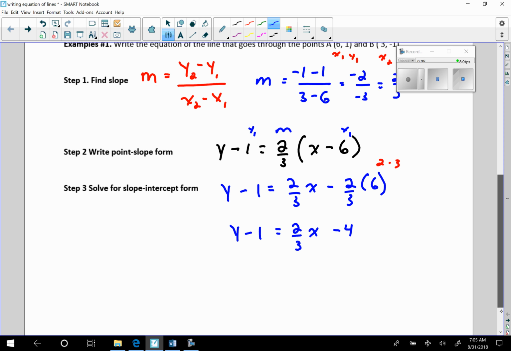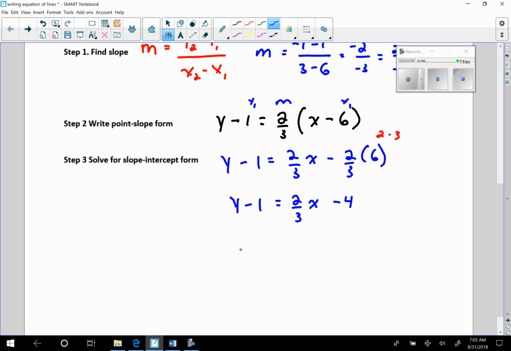And all I'm left with doing now is adding the 1 to both sides, and so y is equal to 2/3 x, and if I'm adding 1 to both sides, again writing the steps for you, minus 3. And I'm going to make that in blue. So now I have the slope-intercept form. Here the slope is 2/3. We knew that. And the y-intercept is -3.